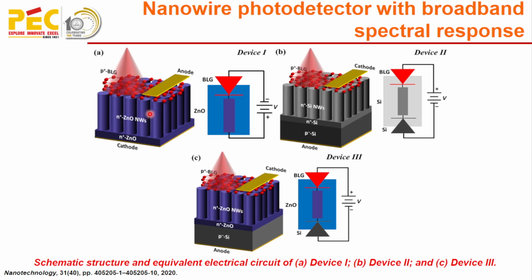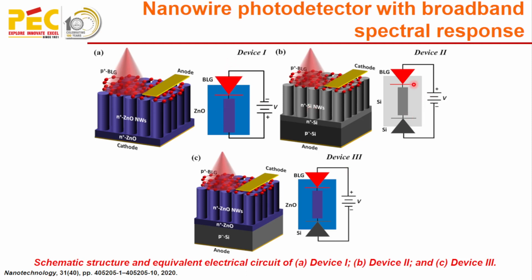So this is the device architecture for device 1, device 2, and device 3, in which graphene is deposited on top of the three devices, and ohmic contacts are made as the anode and cathode. In order to determine the orientation, diameter, and position of the nanowires, a thin seed layer is added in the three device architectures. And this is the equivalent circuit of device 1, device 2, and device 3, in which this is a single nanowire and this is p-type bilayer graphene.